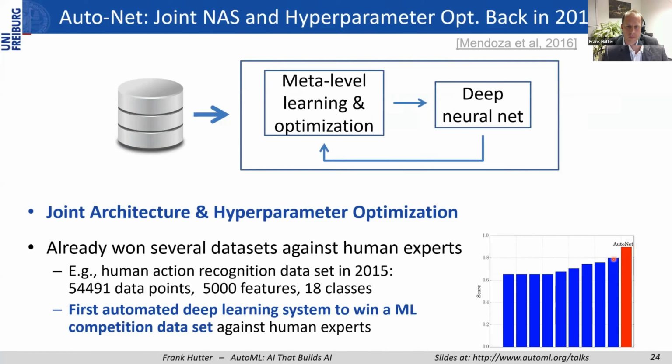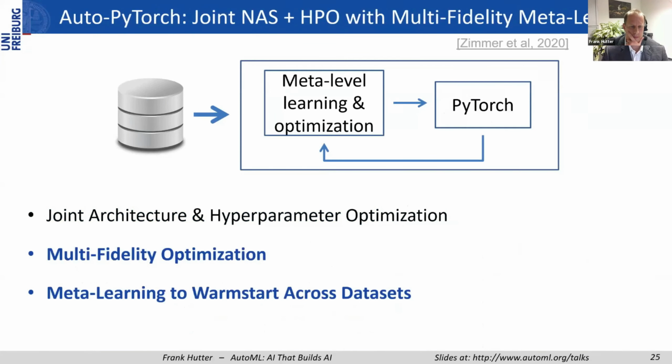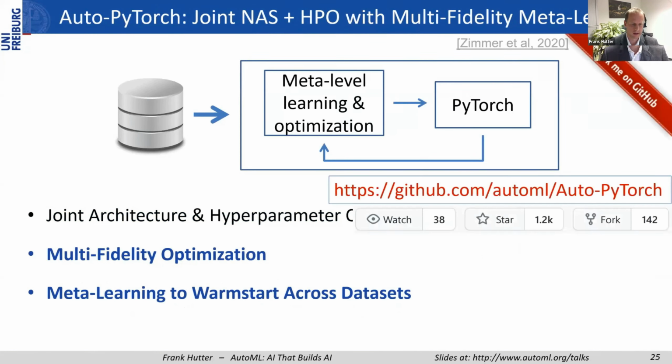Now, of course, we have moved on since 2015, and in the meantime we are doing multi-fidelity optimization in order to speed this up, and meta-learning to warm start across data sets in order to speed this up. And this has yielded this Auto-PyTorch framework, which we only started quite recently, but which is already a fairly major open source project.